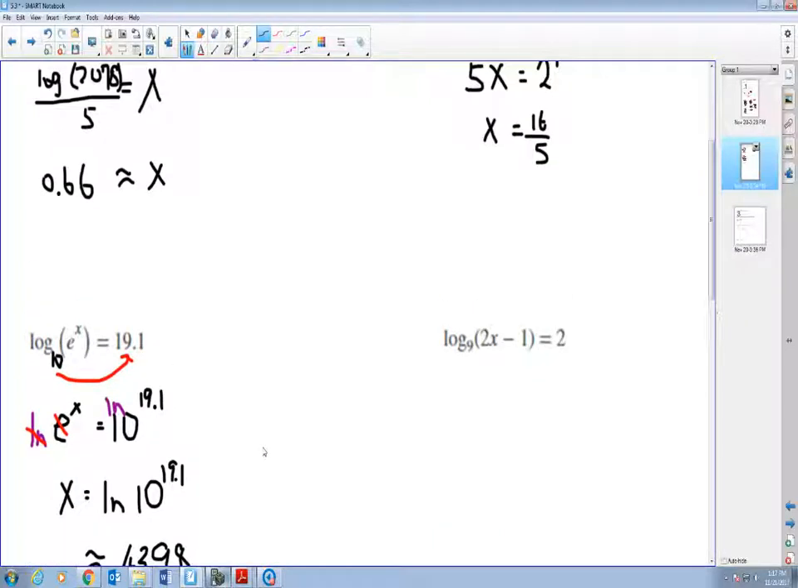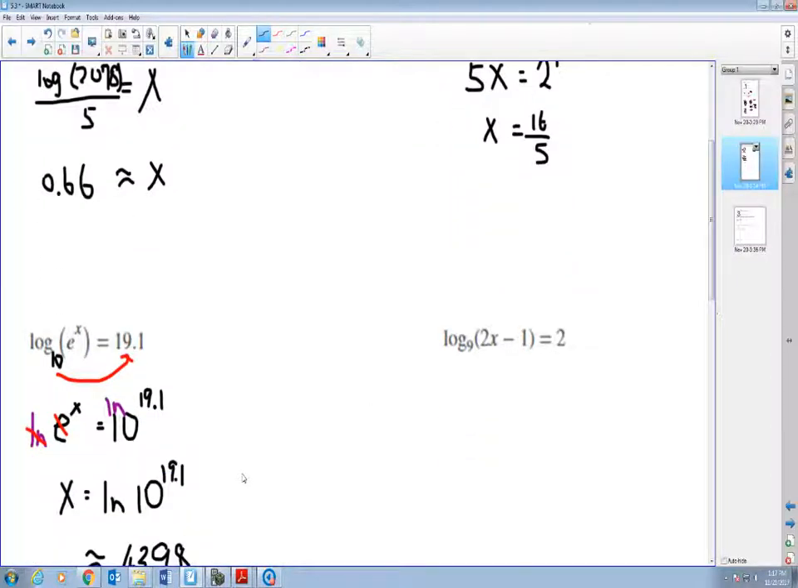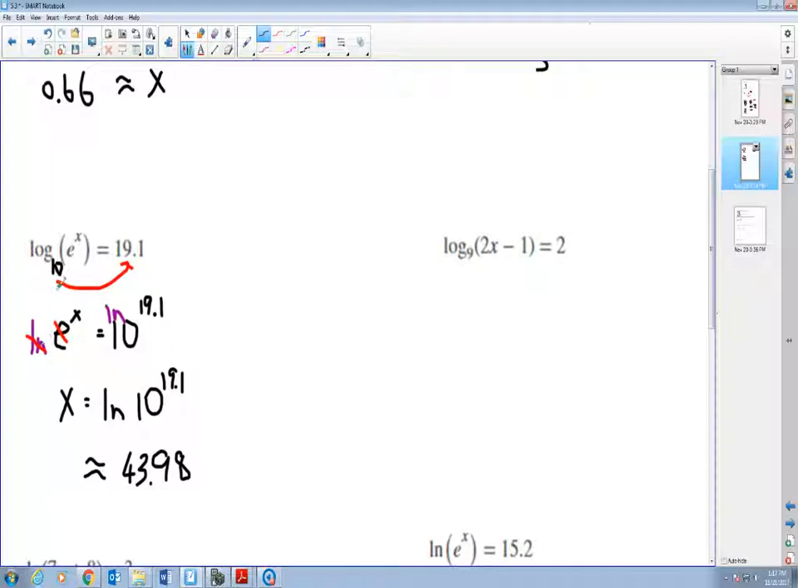Alright, so our techniques are to convert the log into an exponential and solve from that perspective, or if I have e, I can take a natural log on both sides. That can isolate my variable for me, because e and natural log always cancel out.